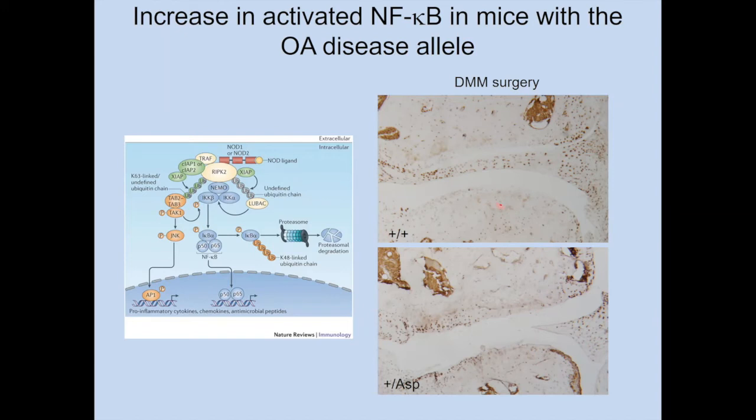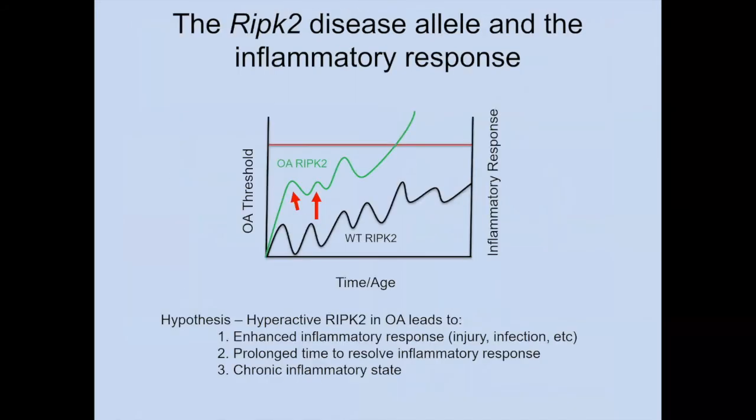So it's clear that having the disease allele is sufficient to induce OA in the PTOA model, and so we have several different hypotheses as to how this hyperactive RIPK2 leads to OA. One hypothesis is, if we look at this little graph here, we have time or age on the x-axis. Again, we have this arbitrary OA threshold on the y-axis, as well as an inflammatory response. So it's possible that having the hyperactive RIPK2 leads to an enhanced inflammatory response in response to injury, infection, et cetera.